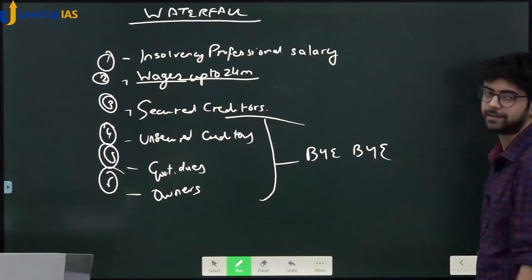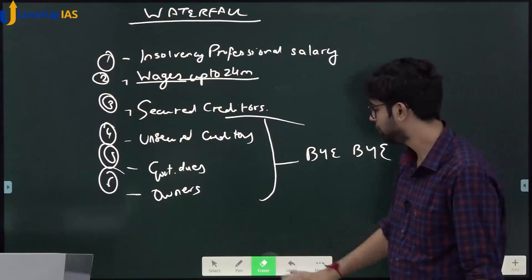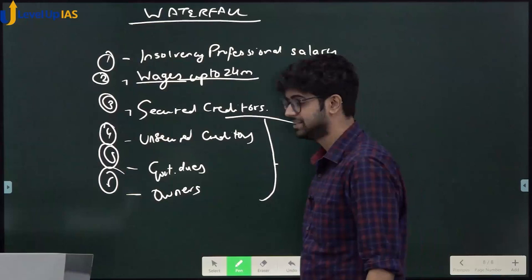Did you understand this or didn't you understand this? If money is finished here, this is the priority. After this, you will tell them ki now go home. Now there is no money for you. Did you understand this first of all? Is it not clear? Completely clear.